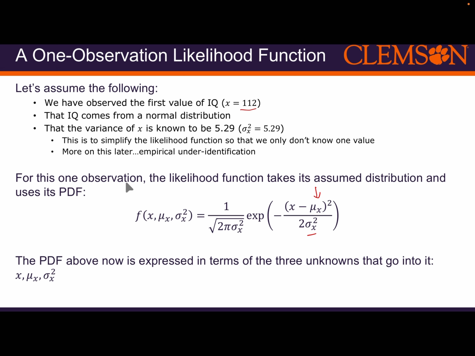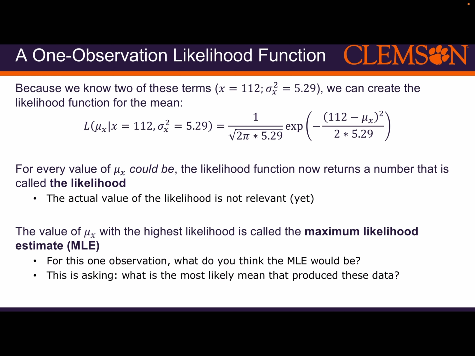All right, so for this one observation, the likelihood function takes its assumed distribution and uses the PDF. This assumed distribution is normal. Here's your PDF. This PDF is now expressed in terms of three unknowns that go into it: x, mu, and sigma squared, which appears in two places. But because we know two of these terms, we know x and we know sigma squared, we can actually create the likelihood function for the mean.